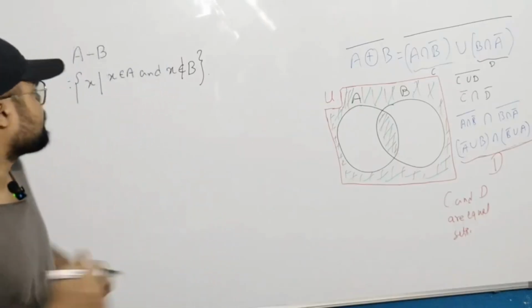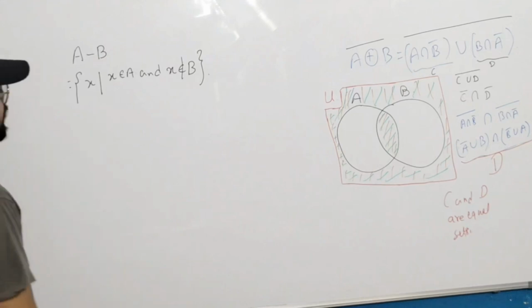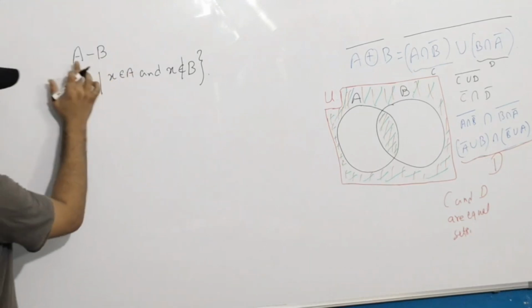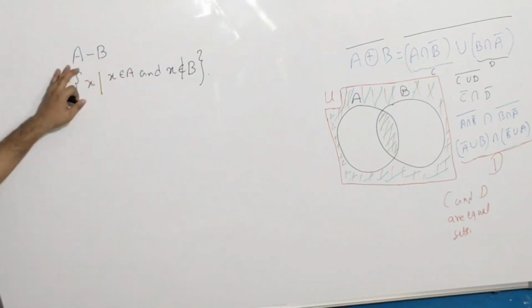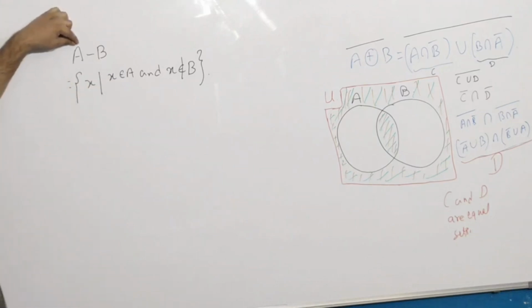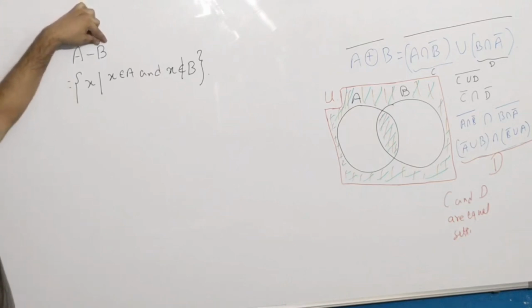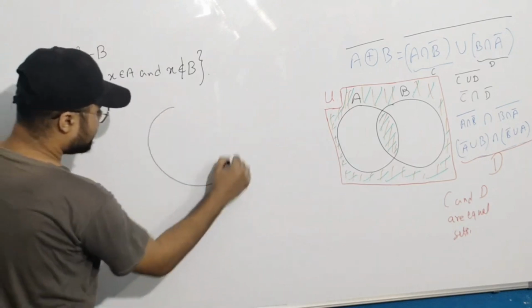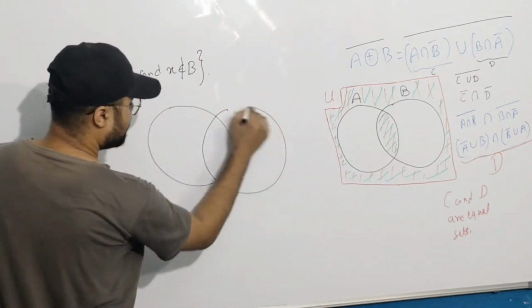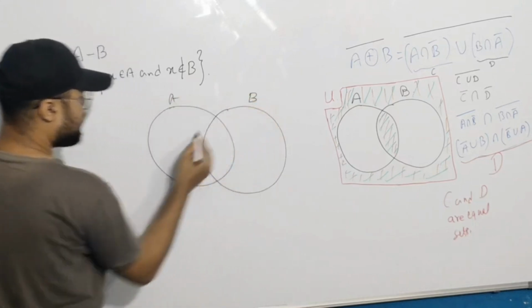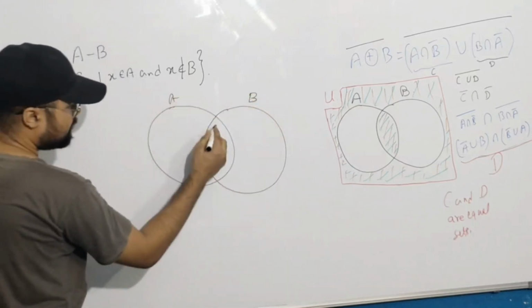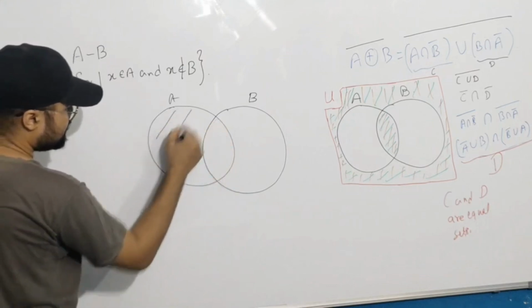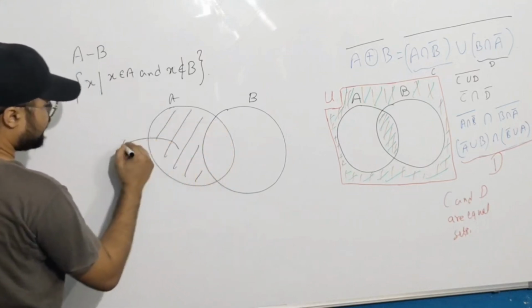Let's look at set difference now. A minus B. We know what this A minus B is. This is the set of x, those elements of A that are not in B. Means from the elements of A, you are removing those elements that are in B also. That's why x. This is A, this is B. From this set A, you are removing these elements, right? So this is your A minus B.